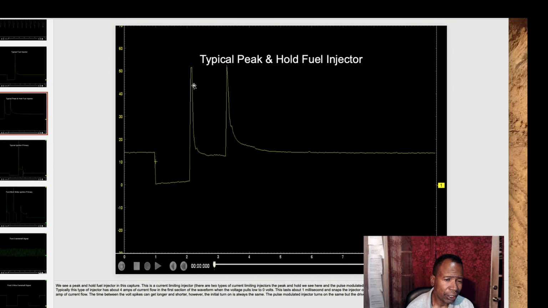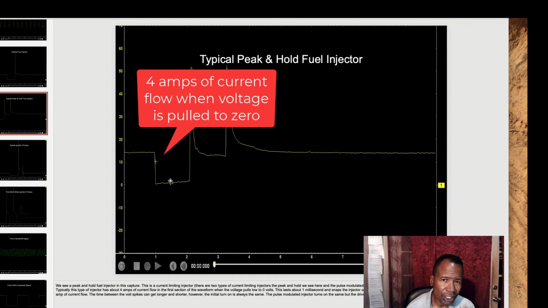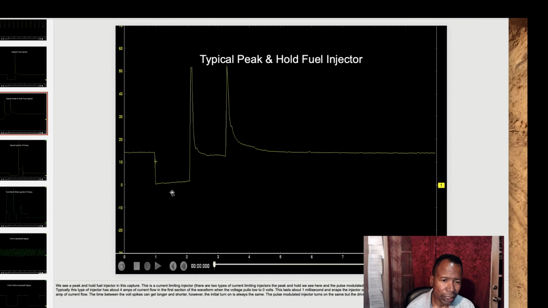Now on this particular injector, we're sending about 4 amps of current to it to get it open with no resistor slowing it down. So we send about 4 amps to get it open really quick. Once it hits about 4 amps, it's going to switch to another driver. Then you're going to be in this circuit here that runs about 1 amp. Right here we have the system voltage, pulling it down, holding it open.